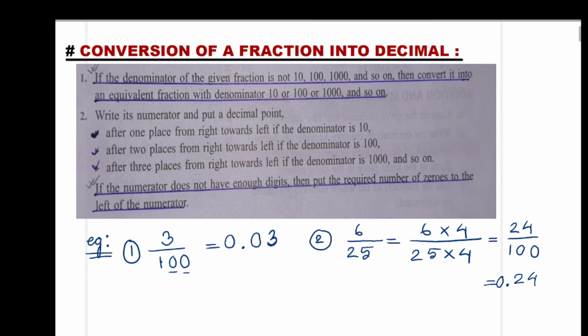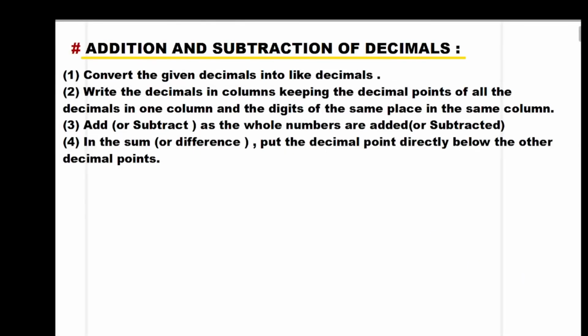Okay, come to the next point, addition and subtraction of decimals. First of all, convert the given decimals into like decimals. Next, write the decimals in a column, keeping the decimal points of all the decimals in one column and the digits of the same place in the same column. Add or subtract as whole numbers are added or subtracted. In the sum, put the decimal point directly below the other decimal points. Okay, so you have to go through the points.